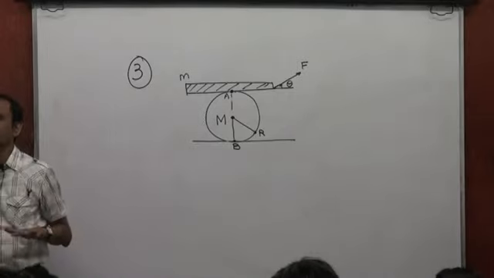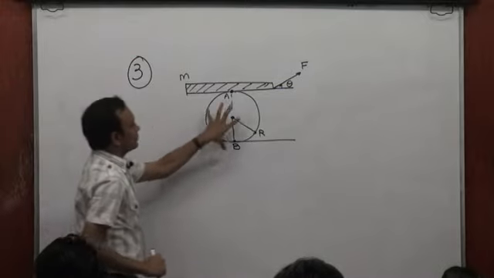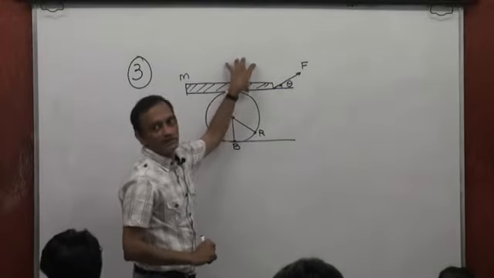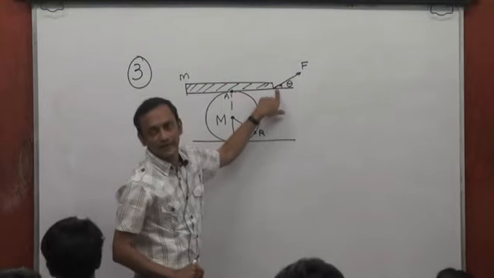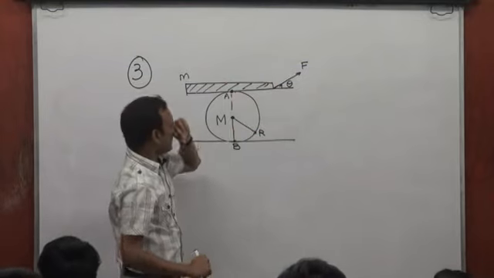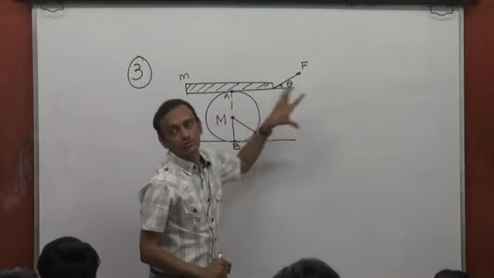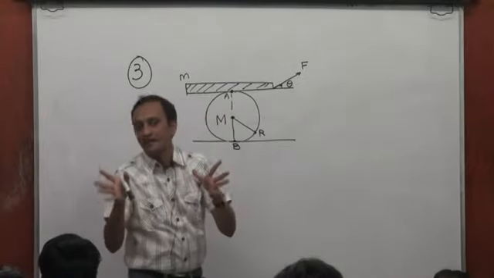All right. So we have this cylinder and this plank and an external force acting on the plank at an angle theta. And the cylinder rolls on the surface. There is no slipping anywhere.